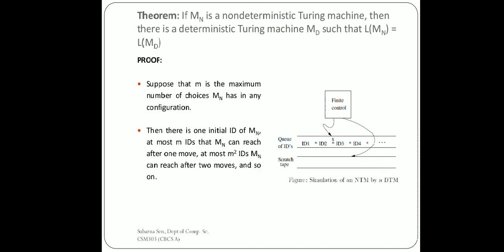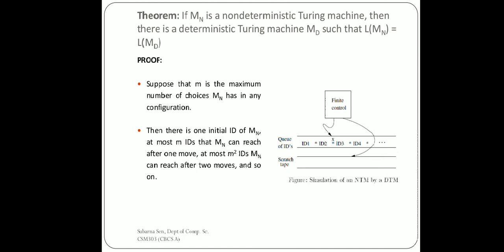Now suppose that M is the maximum number of choices Mn has in any configuration. Say we have 4 input symbols: 0, 1, 2, 3. From Q1, for zero input, we can move to Q1, Q2, Q3, or Q4, anywhere we can move, since it's a case of non-determinism.